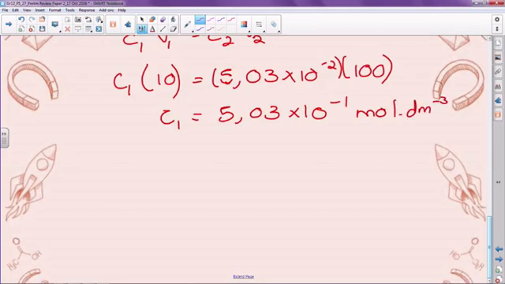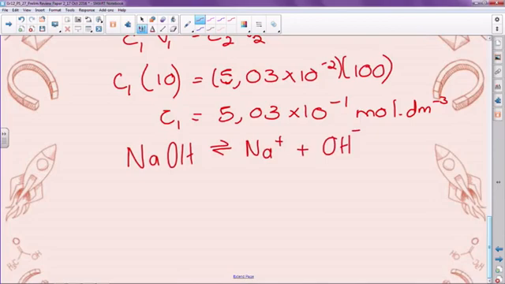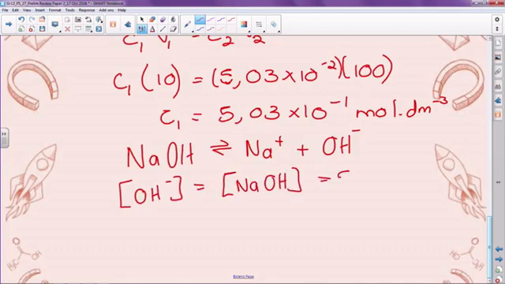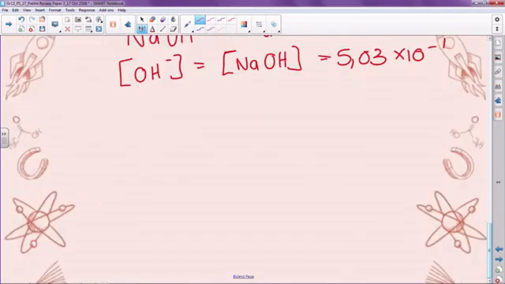All right, now, not even finished it, because NaOH, when it dissolves in water, becomes Na plus and OH minus. It's a 1-to-1 relationship. So the concentration of my OH minus ions is going to be equal to the concentration of my NaOH, which means it's 5,03 times 10 to the minus 1. But they asked me for pH. So that means I now go, well, let's do this.